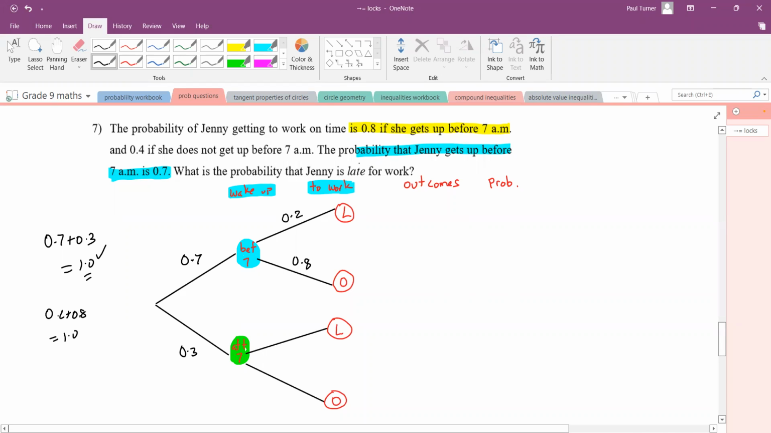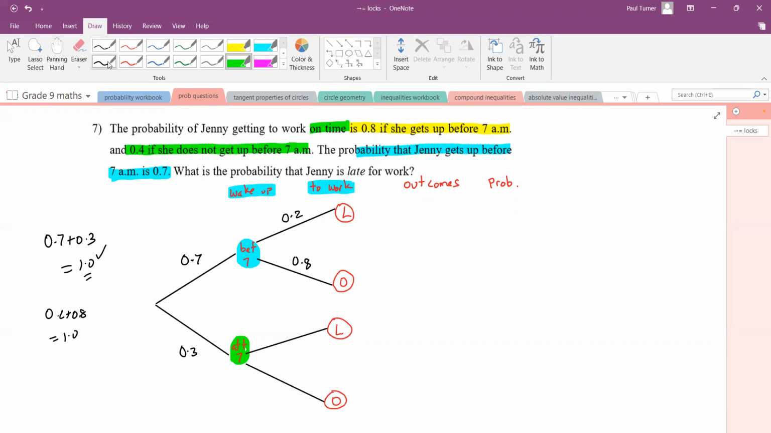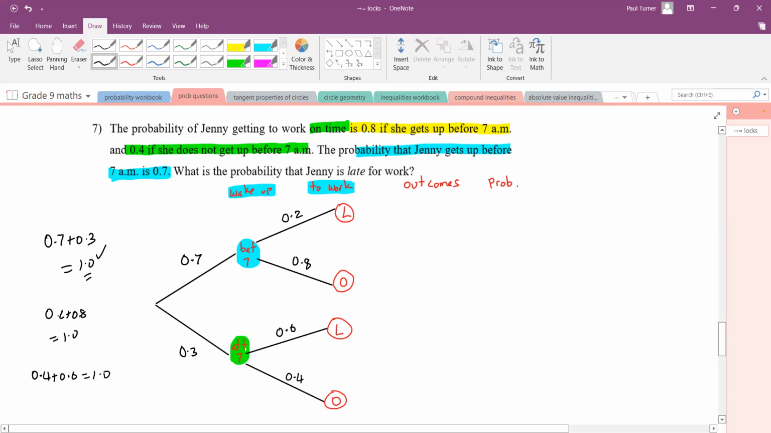And then in the second bit, the chance of her being on time is 0.4 if she does not get up before 7. So the chance of her being on time is 0.4 if she gets up after 7 o'clock. So if this is 0.4, the chance of her being late would be 0.6. Again, these two numbers add up to be 1. So if that's 0.4, this one must be 0.6. And you get 1 there.